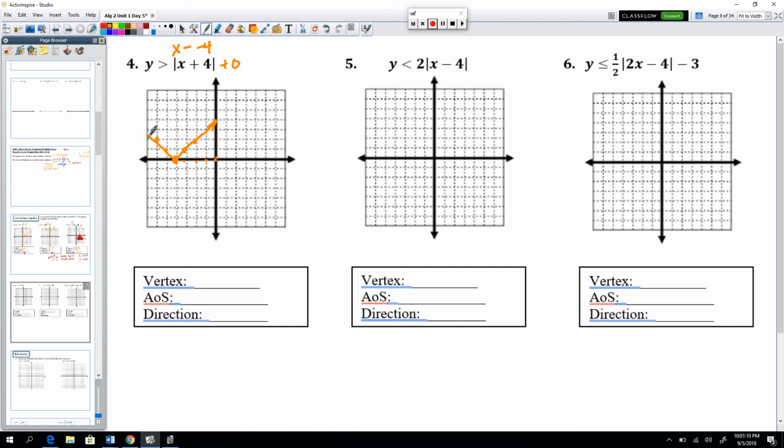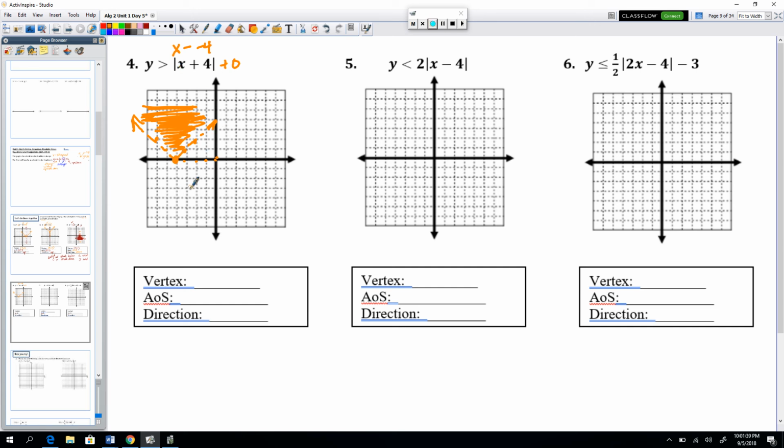Then I'm going to look and say, this wasn't an equal sign, this was a greater than sign. So greater than but not equal to means I should have a dashed line here. So I will make this a dashed line. And greater than from a shading perspective means I need to shade above. So go ahead and shade above the best you can. Anything like that indicates to me you know what you're doing. So this is the graph of y is greater than the absolute value of x plus 4.